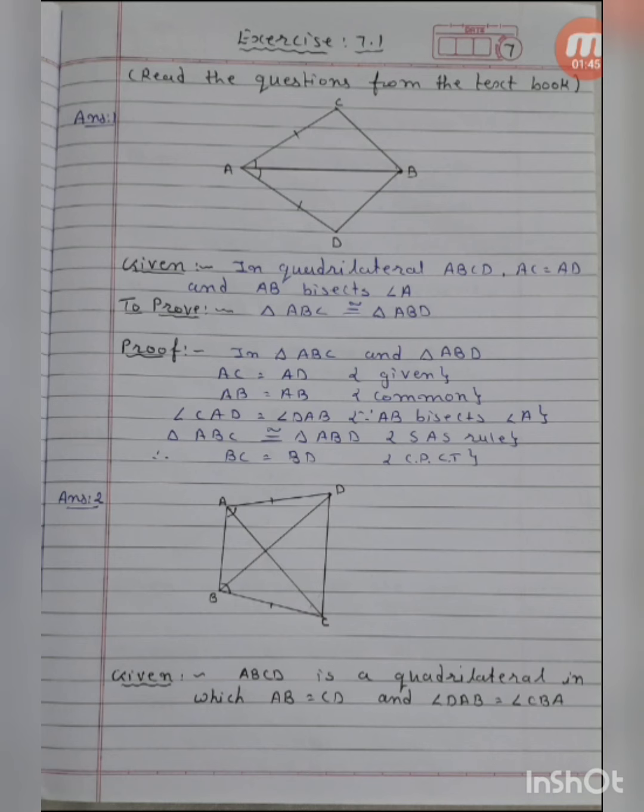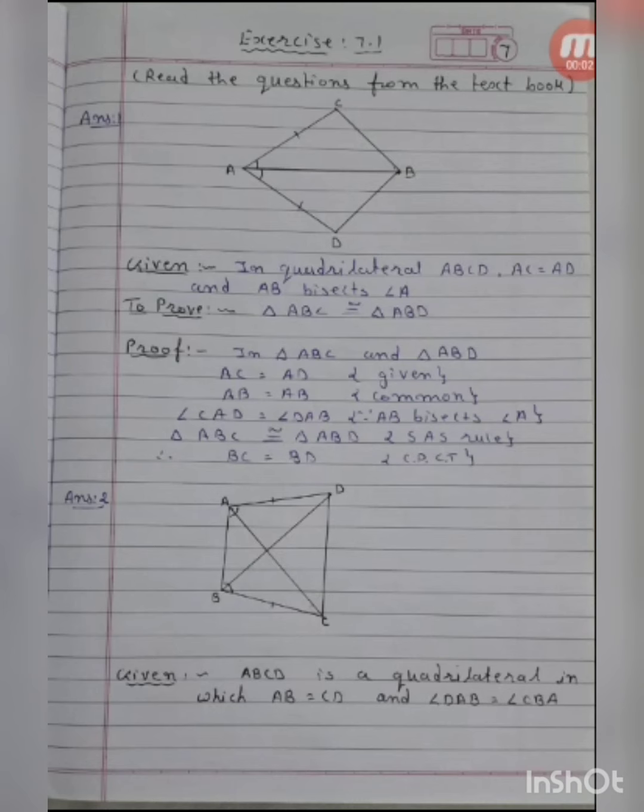Now question number 2. Take out page number 119. ABCD is a quadrilateral in which AD is equal to BC and angle BAD is equal to angle CBA in figure 7.17. This is the given, and this is what is to prove. First, triangle ABD is congruent to triangle BAC. Second, BD is equal to AC. And third, angle ABD is equal to angle BAC.